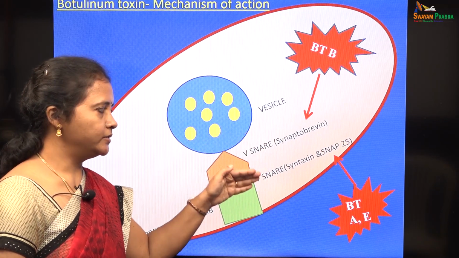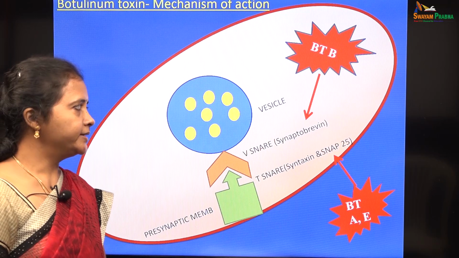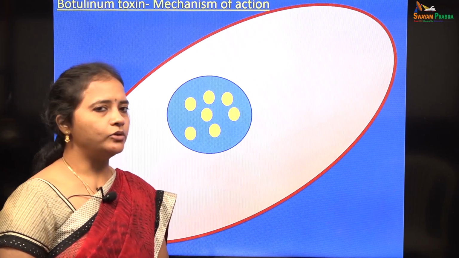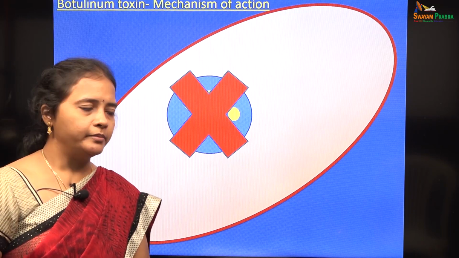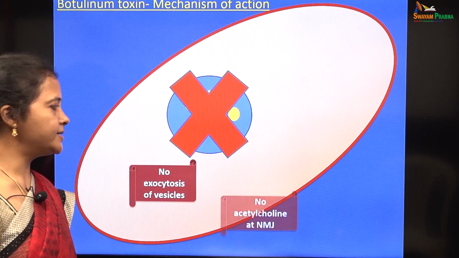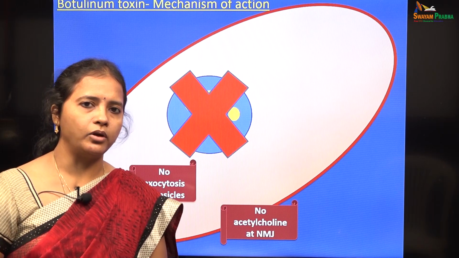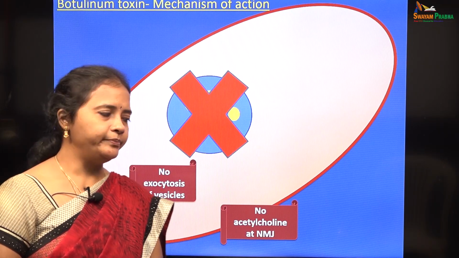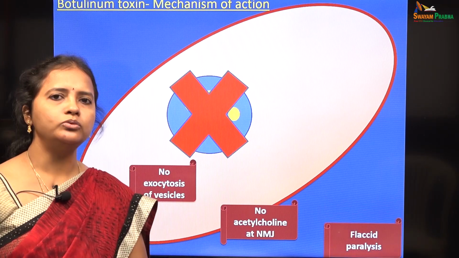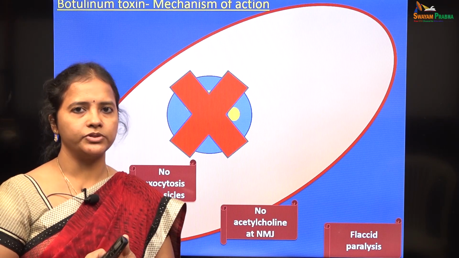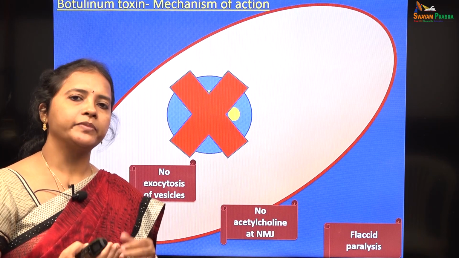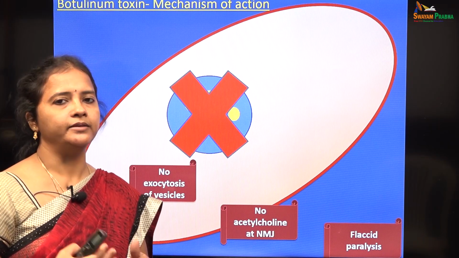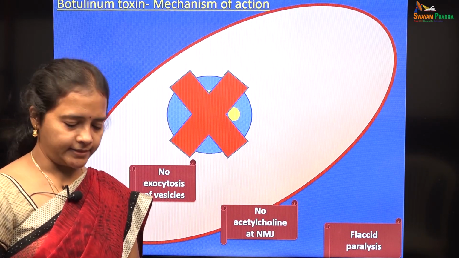So when these two proteins are blocked, there is no process of exocytosis and the vesicle exocytosis is getting stopped. Because of that, there is no release of acetylcholine molecules at the neuromuscular junction. Because of that, it leads to blockage of the neuromuscular transmission, leading on to flaccid paralysis. Flaccid paralysis is where the tone of the muscle reduces and goes on to weakness and paralysis.